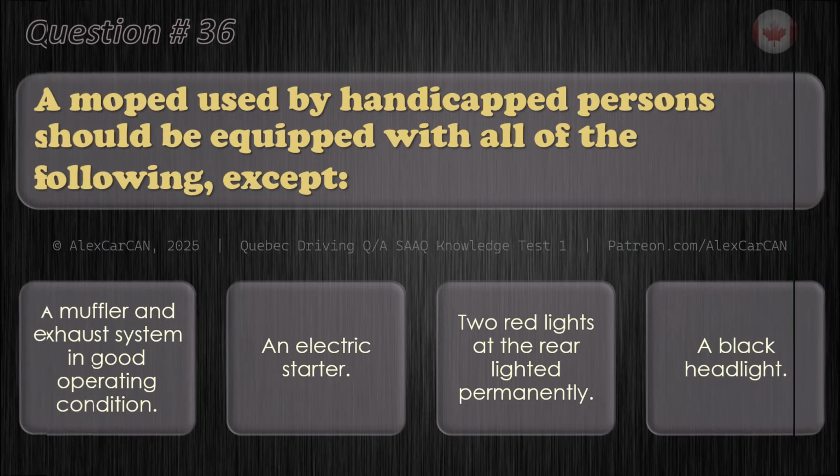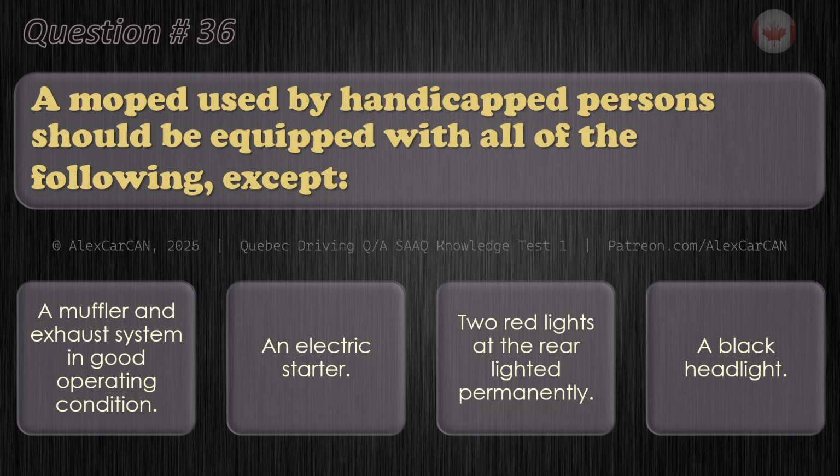Question number 36. A moped used by handicapped persons should be equipped with all of the following, except a muffler and exhaust system in good operating condition, an electric starter, 2 red lights at the rear lighted permanently, a black headlight. The correct answer is a black headlight.